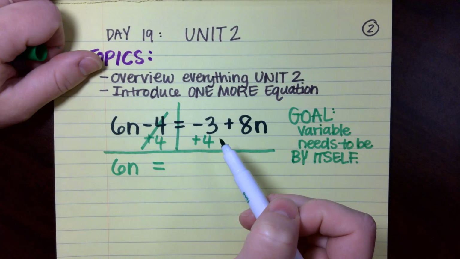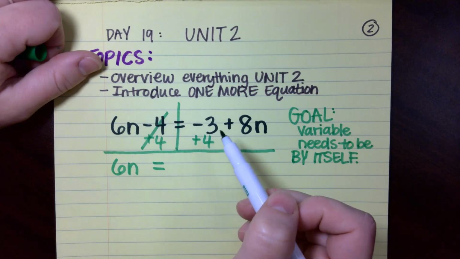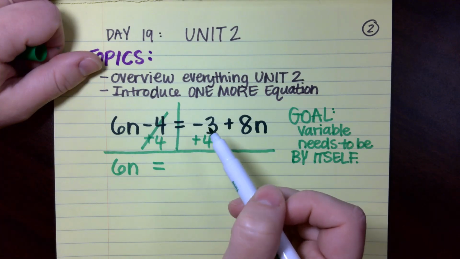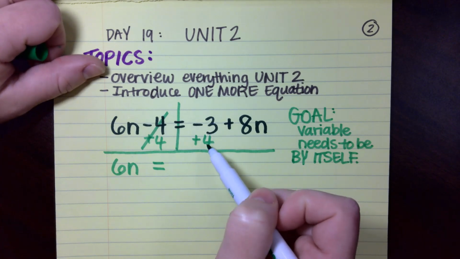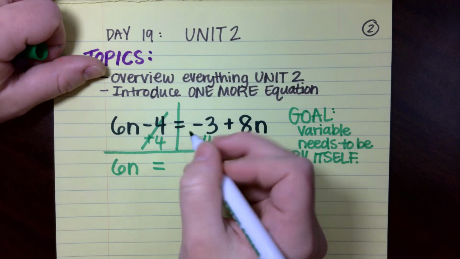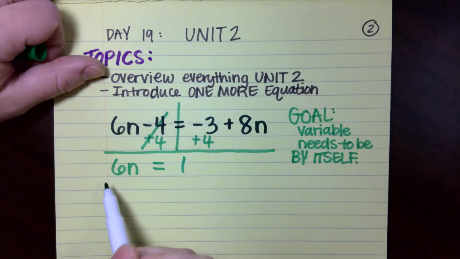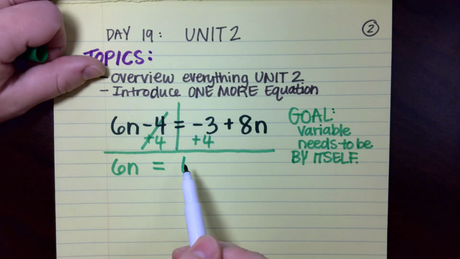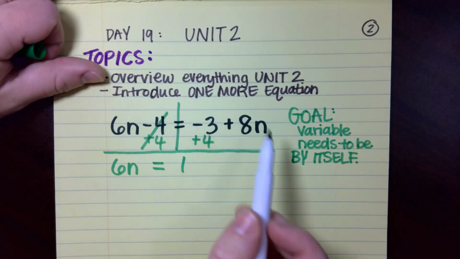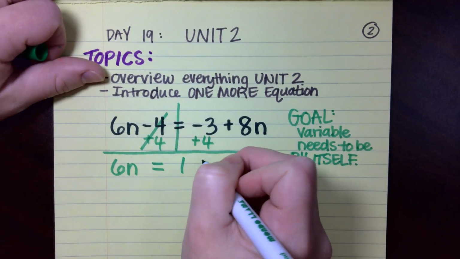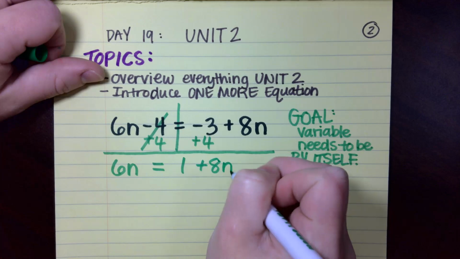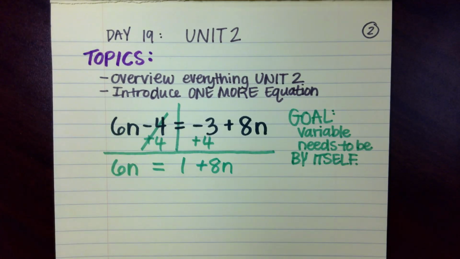7. Oh, no, you subtract the negative. So remember, when you add a negative, it's like subtracting. So really what I'm doing here is 4 take away 3. And Lisa, you said it, 1. Perfect. So I've got 6 times n is equal to 1. And I still have plus 8n over here, so I've got to bring that down also. Okay. So now I have 6 times n equals 1 plus 8 times n.